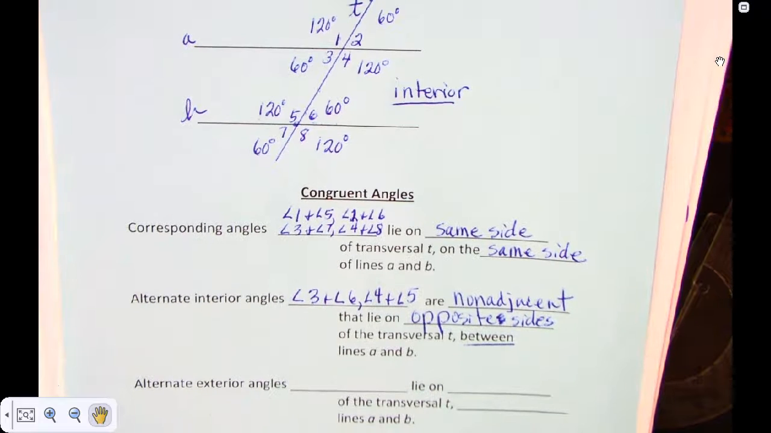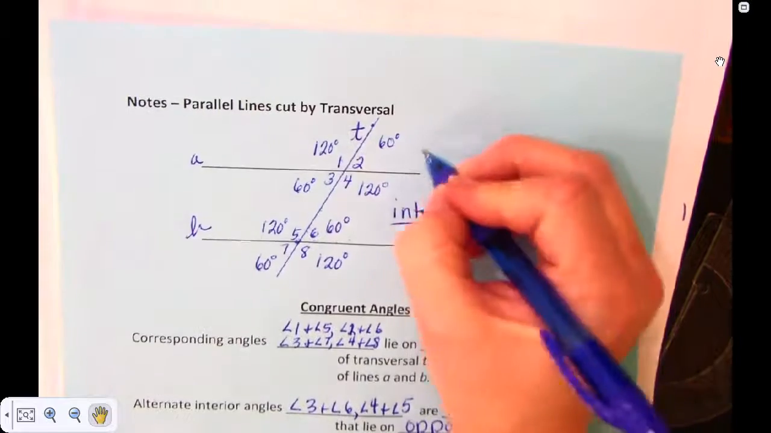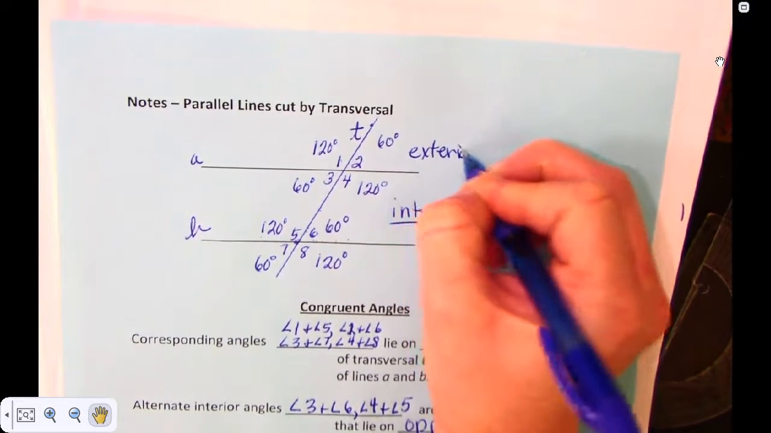So what do you think alternate exterior means? They're outside. So these are the exterior angles.